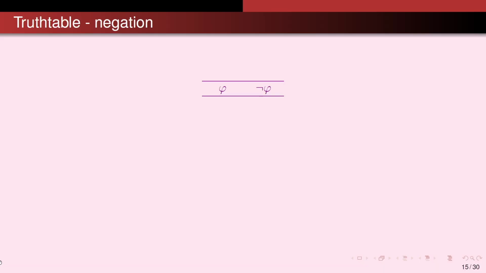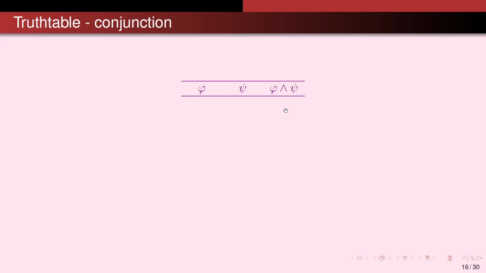true or false. Say we will start with the truth table of negation, and you have two symbols phi and not phi. When phi is true, not phi is false, and when phi is false, not phi is true. This is a simple truth table for negation.